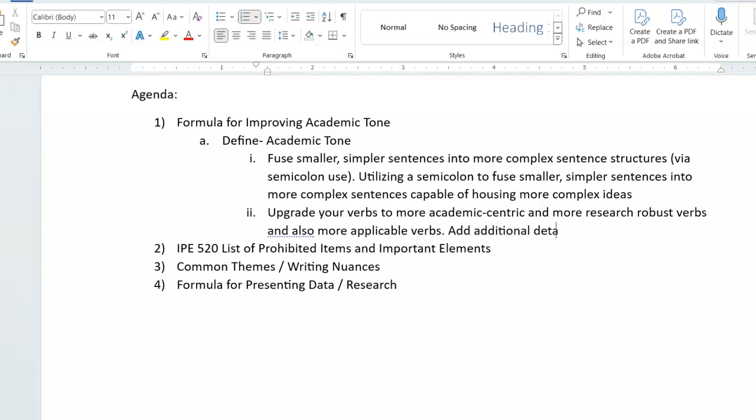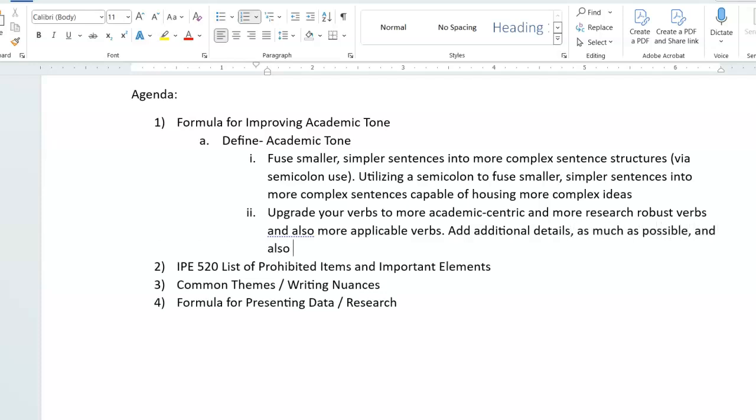Add additional details as much as possible, and also add as much context to your sentence as possible. The idea here is to, again, fuse your smaller sentences first, find a way to make that work into a more complex sentence structure. Circle back and look at your primary verbs. Nine times out of 10, they're more conversational and informal than they should be at this level. Ask yourself, what is the best way I can translate this idea to bolster my own credibility? What verb can I use that's more applicable or relevant?